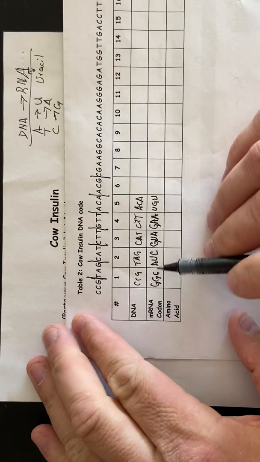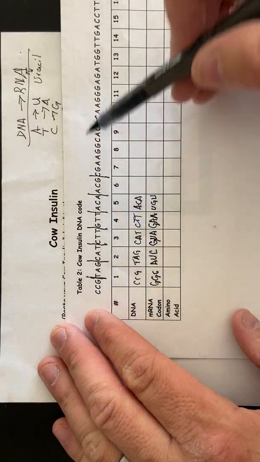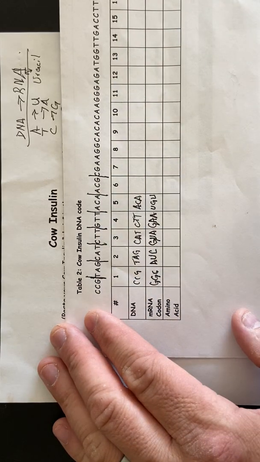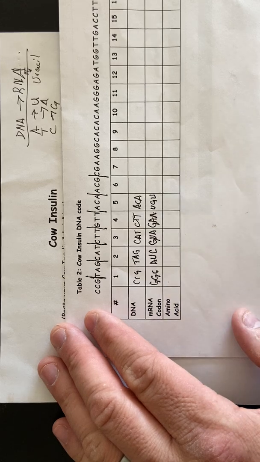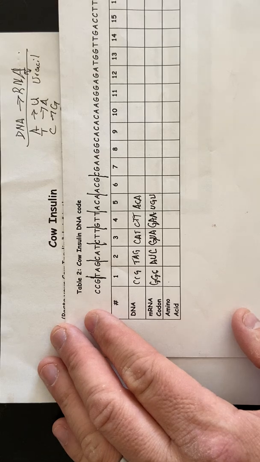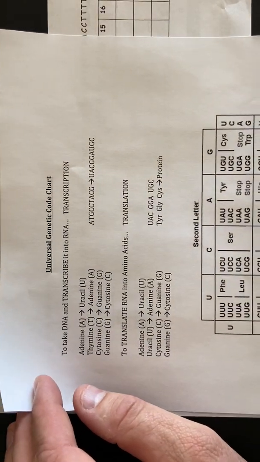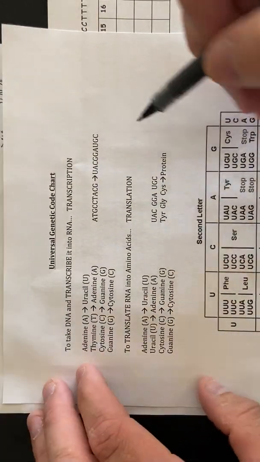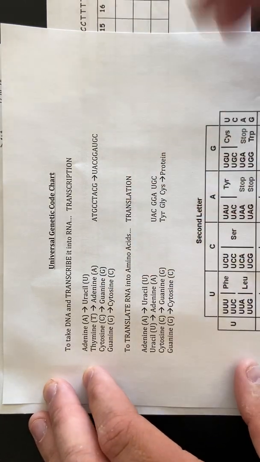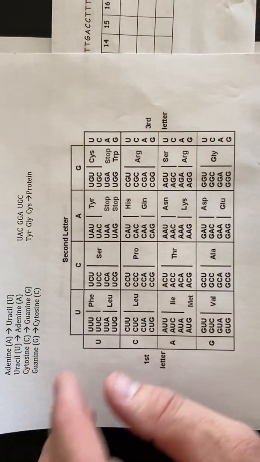Okay, so now that we have our DNA written in, again by triplet, 1, 2, 3, 1, 2, 3, and our RNA figured out, we have to find out what the amino acid is. Okay, now I'm going to attach this sheet to the Google Classroom. This tells you all of this business about transcription and translation. What I need you to do is understand that we're going to be using the Universal Genetic Code Chart.